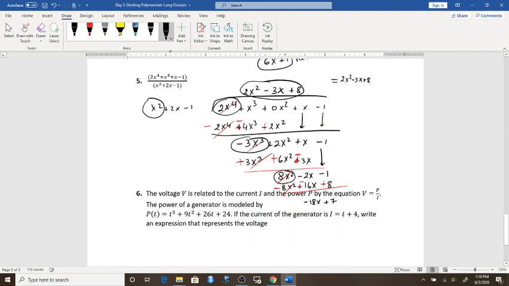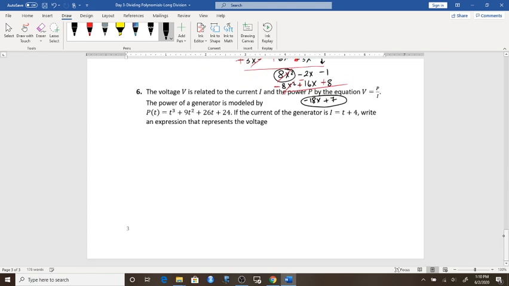And then we got a remainder, which is this. So what do we do with the remainder? We divide this, right? We divide the negative 18x plus 7 all divided by the divisor, which is x squared plus 2x minus 1. Alright, so last problem is an application.